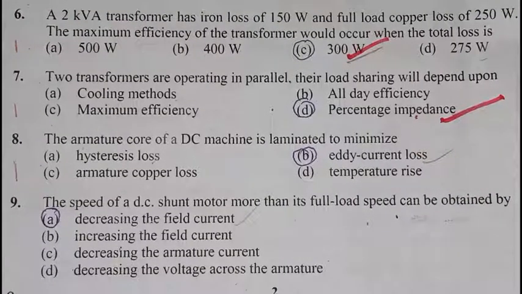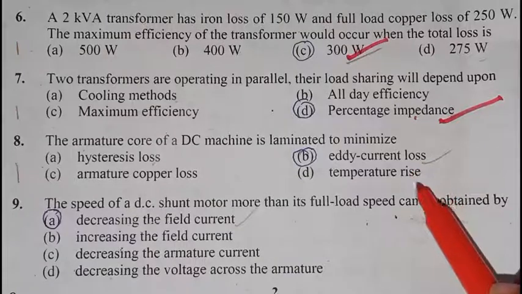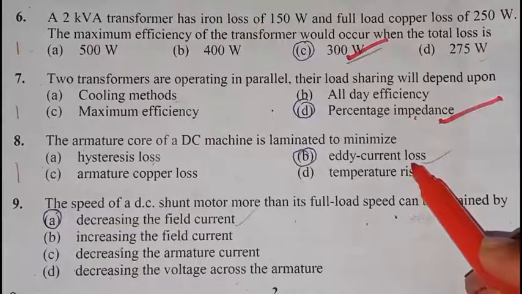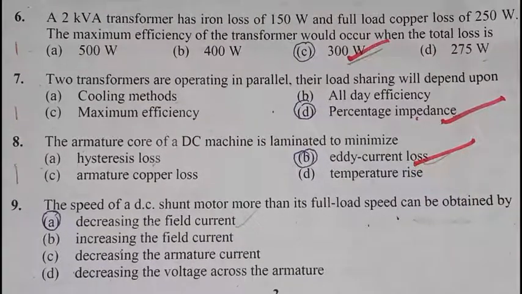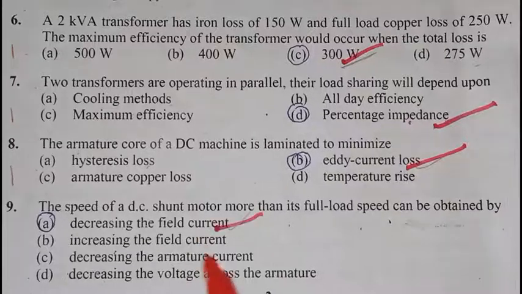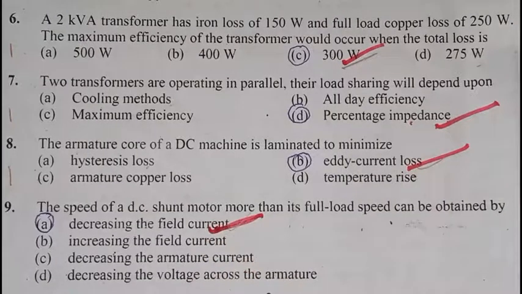The armature core of a DC machine is laminated to minimize. Answer eddy current loss. Question number 9. The speed of a DC shunt motor more than its full load speed can be obtained by. Answer decreasing the field current.